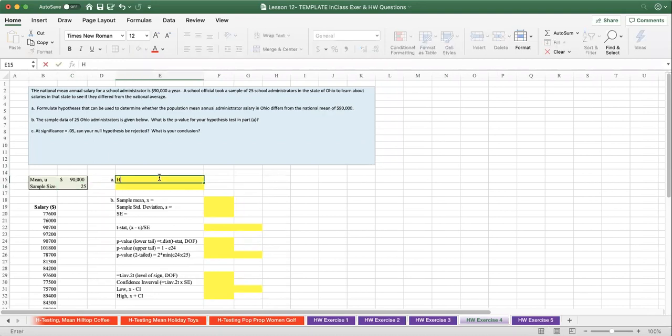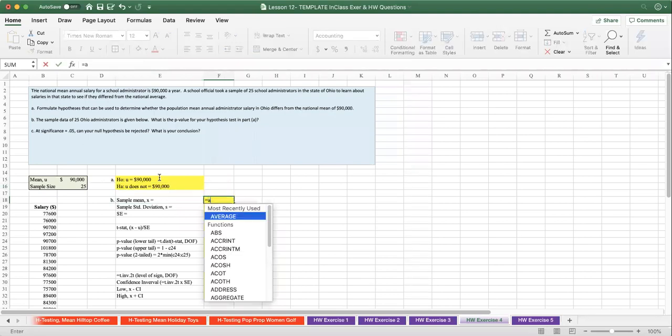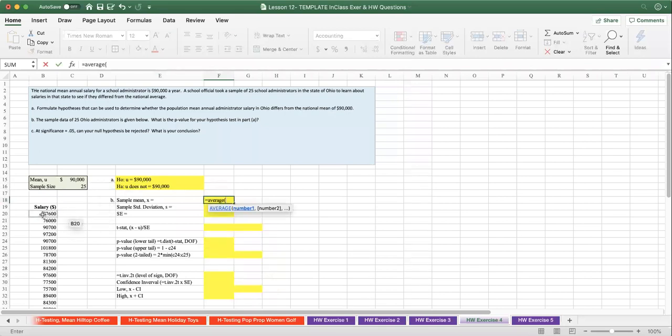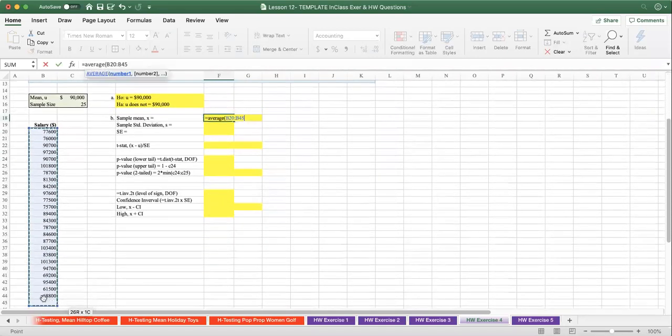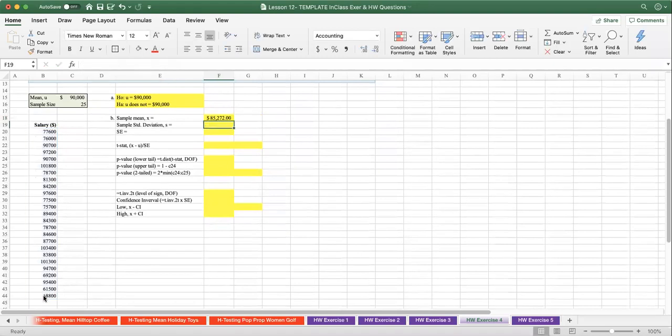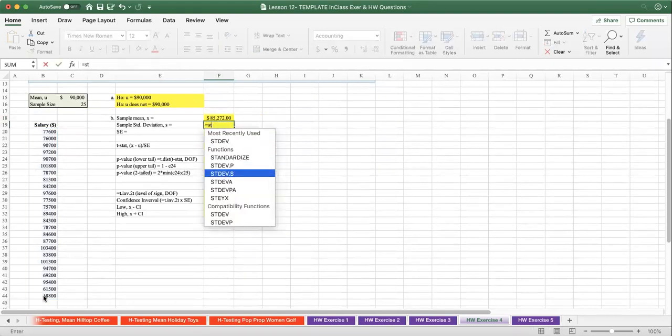So we would say H0, the null hypothesis, is that mu is equal to 90,000. Okay, and the alternative is that mu does not equal 90,000. So it could be more or less than that, right? So we don't want to get into the tail. It could be more or less than that. So if we take the average of that sample that's sitting over there, and we also do the standard deviation S.